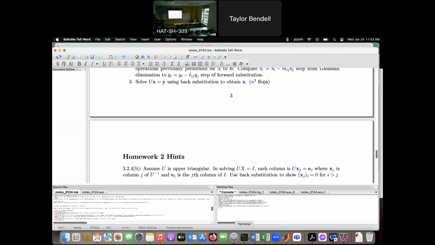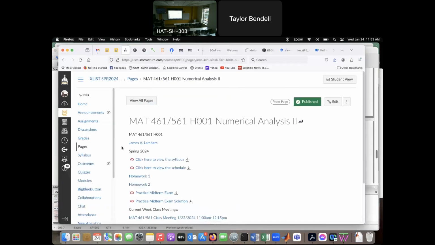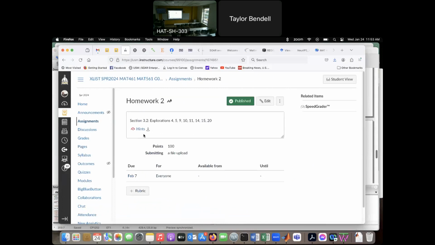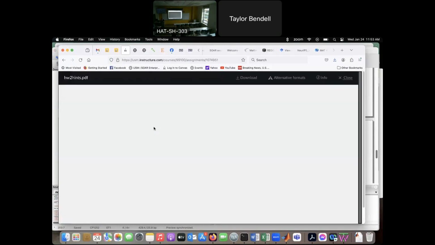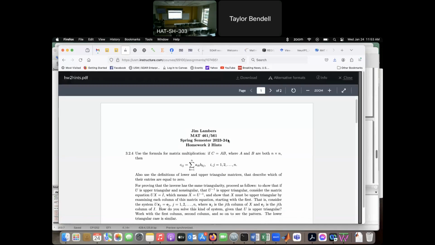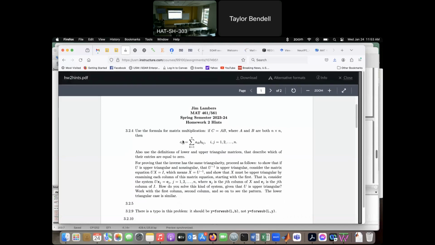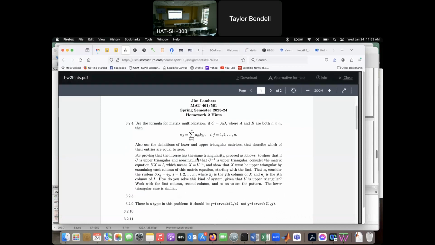Okay, I need to take a look at what problems I assigned for homework 2. Oh, quite a few. Okay, and here are the hints. Oh, I do have the proof that if you multiply two matrices that are lower triangular, the result has the same triangularity, and then also the inverse. Okay, so the hint I have in the notes is actually for this problem, but it's also written in here.